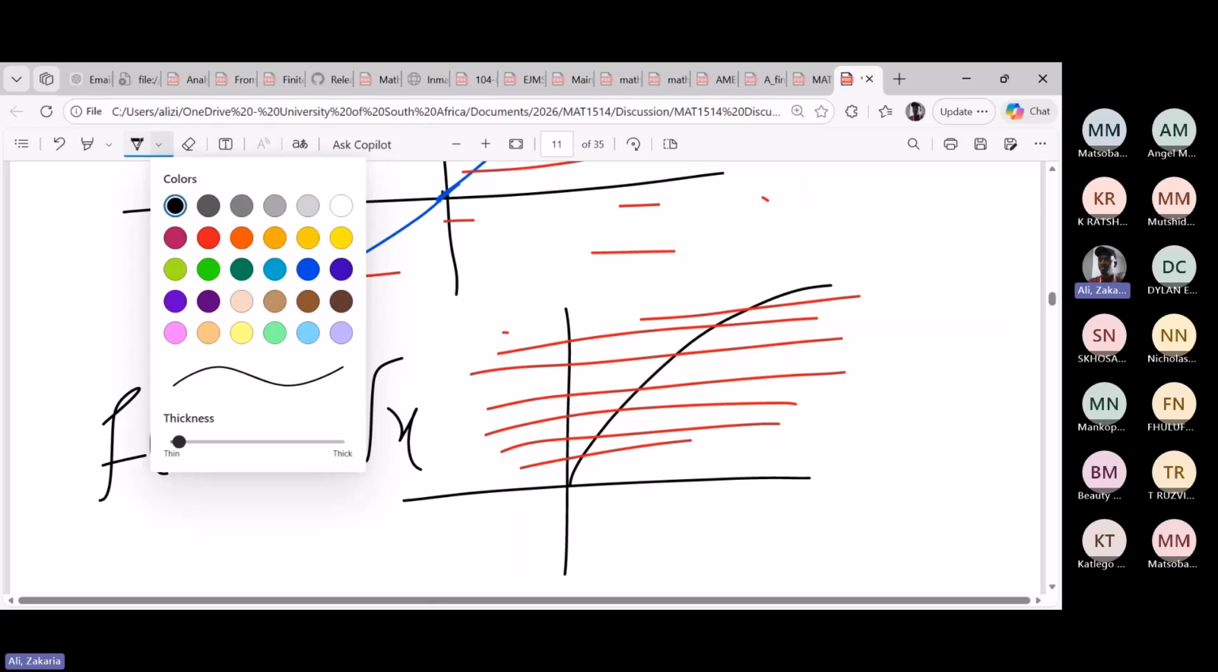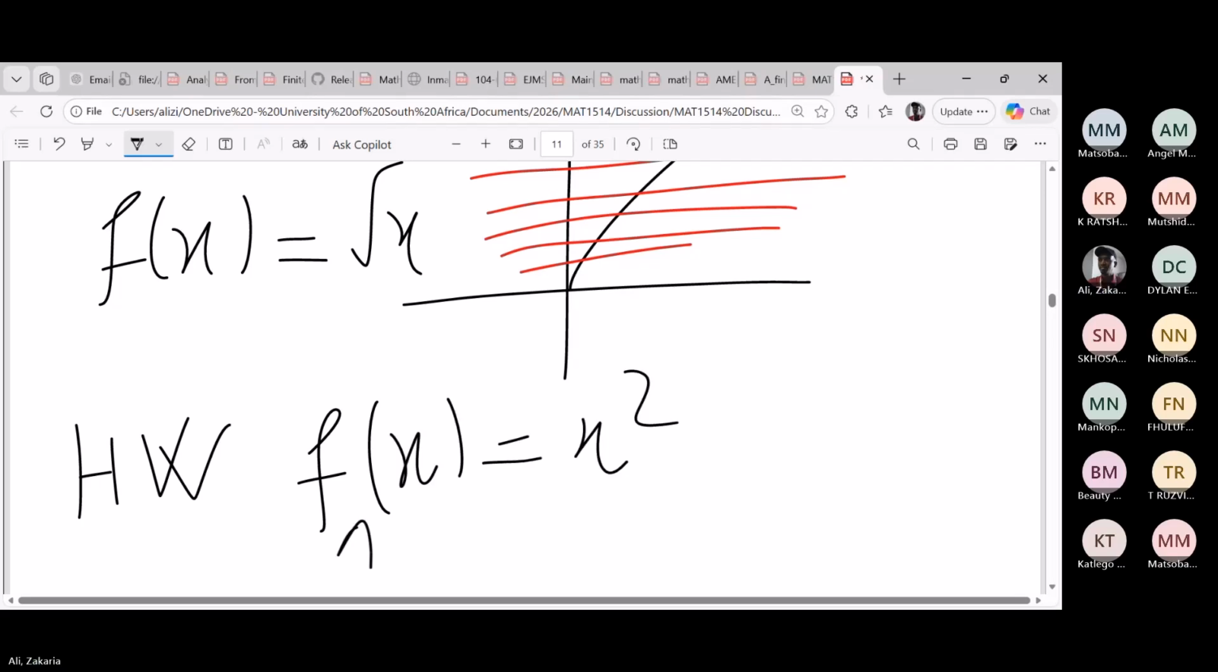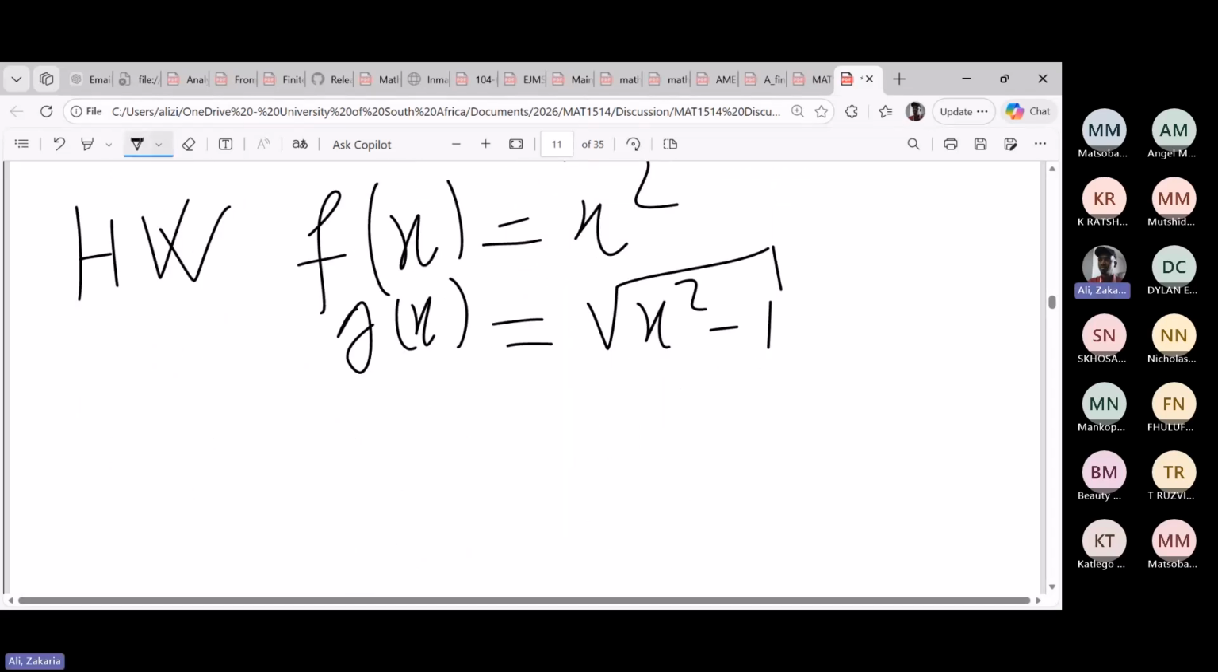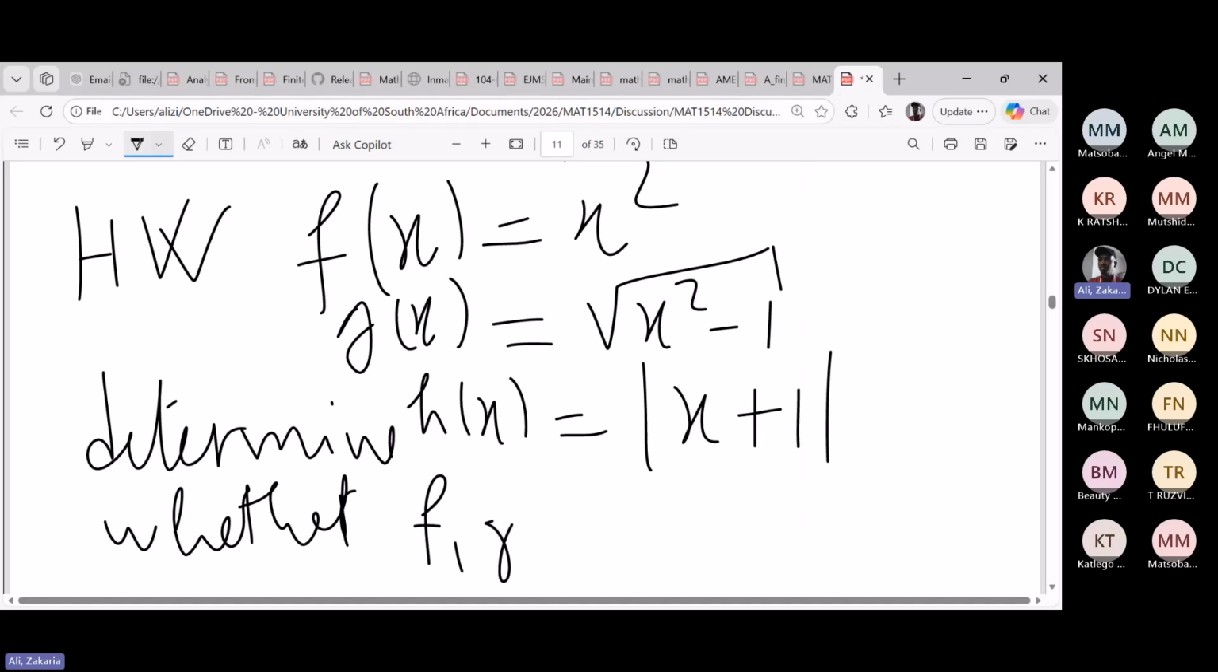Now we take, let's say, something that is slightly harder, now a homework. f of x equal to x squared. g of x equal to the square root of x squared minus 1. Or in fact, h of x equal to the absolute value of x plus 1. Determine whether f, g, and h are one-to-one functions.